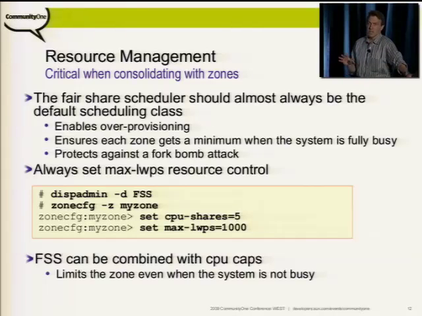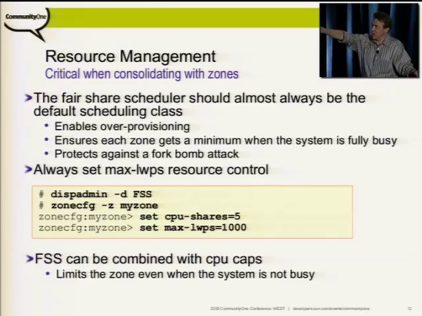So really, in almost every case, I would say your system should be set up to use the fair share scheduler if you're going to be using zones on the system. That would give you a good default behavior if one zone goes out of control and starts consuming a lot of CPU. The other thing you always want to do is set the max LWPs, which essentially limits the number of lightweight processes that the zone can have.